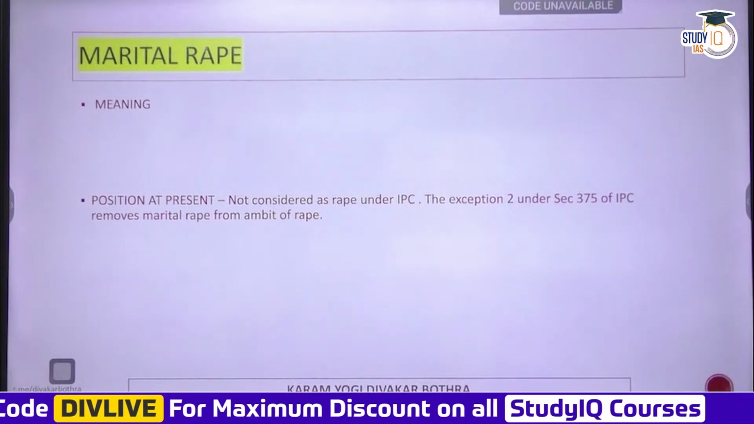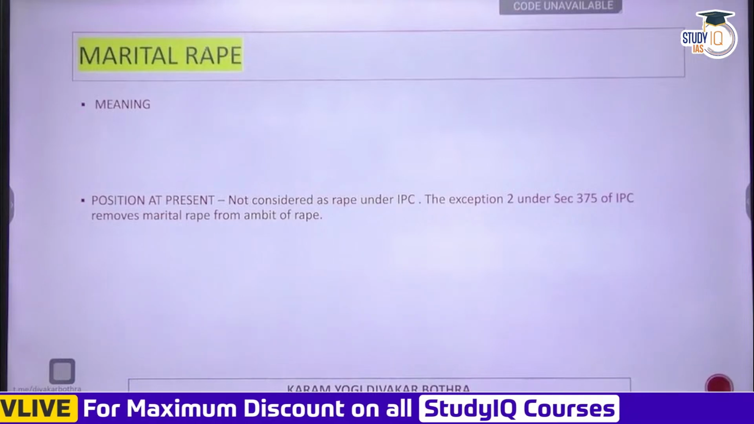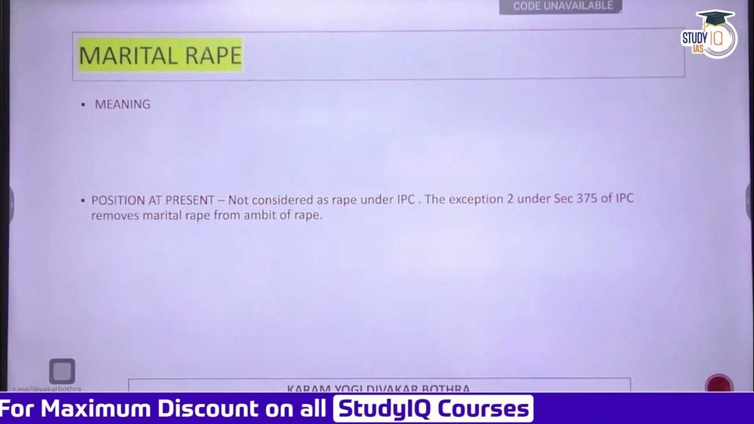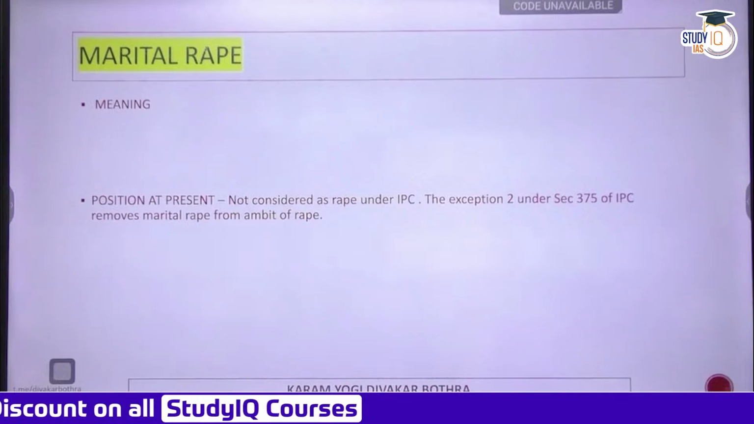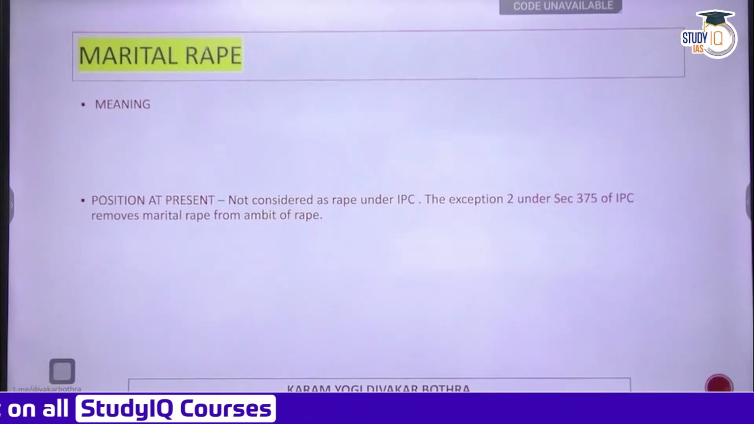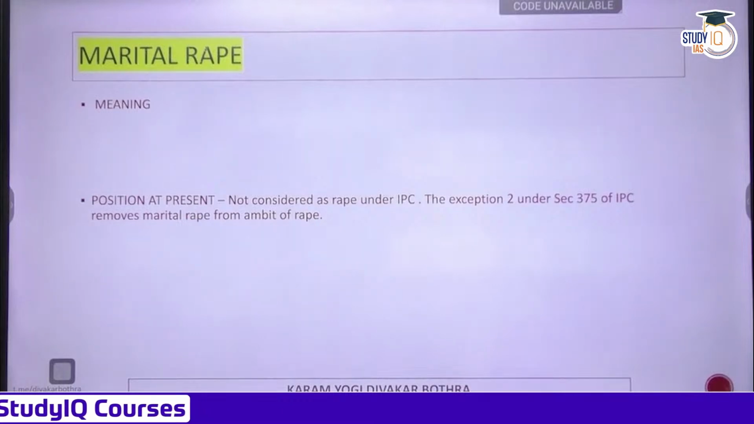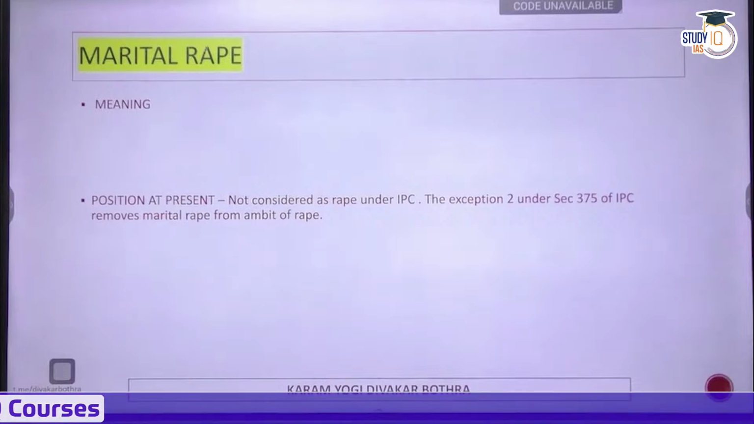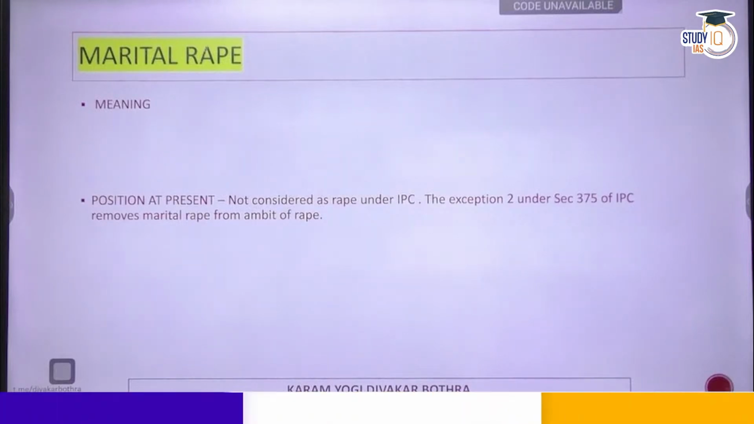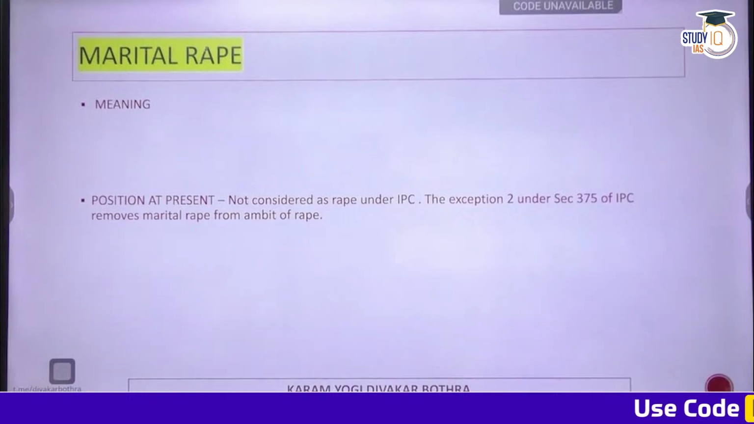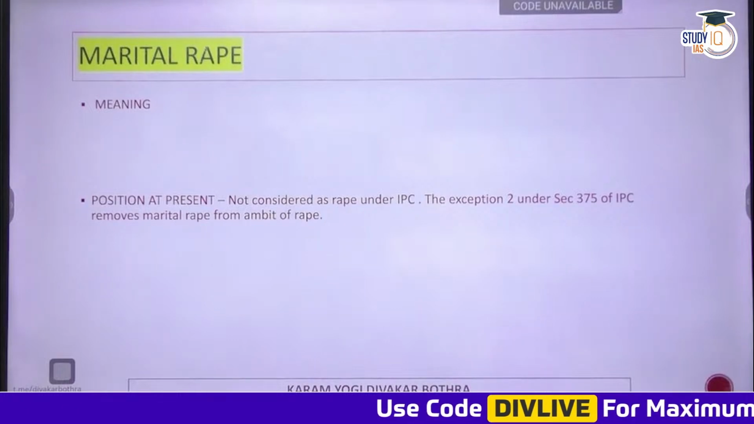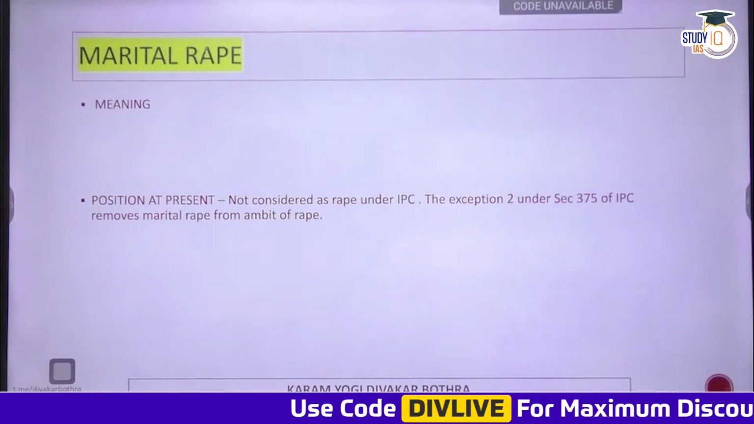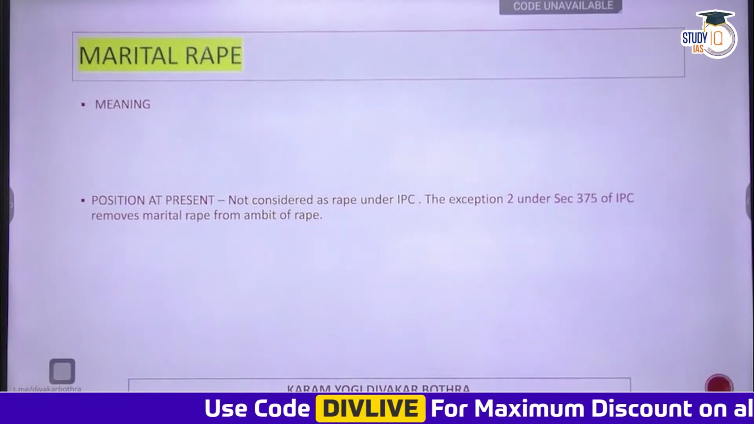Marital rape is the rape of a wife by her husband. The husband forces himself on his wife, and as far as present circumstances are concerned, this is not considered rape. But if an incident takes place where a woman is not married and someone else has forced himself on her, then that would be rape. The position at present is that it is not considered rape under IPC. Exception 2 under Section 375 of IPC removes marital rape from the ambit of rape. You don't have to remember the sections. The only point you need to remember is that marital rape is not considered rape in India as of now.